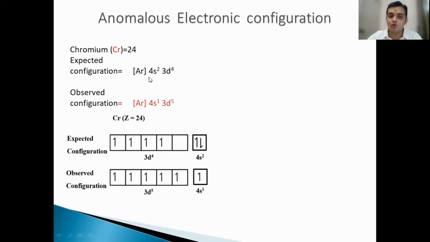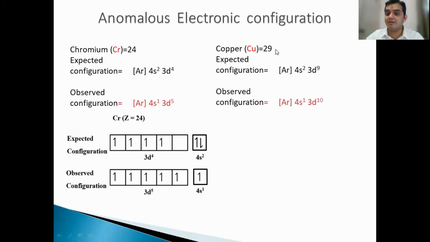So what happens? The 4s and 3d energy levels are almost nearby, so the energy is almost the same. So the electrons of 4s and 3d repel each other. If they repel each other, the electron easily jumps from 4s to 3d. If one electron jumps from 4s to 3d, it becomes 4s1 3d5. So we write argon 4s1 3d5. Simple. So what does this mean? 4s1 is half filled, 3d5 is also half filled. So both become stable by getting half filled.